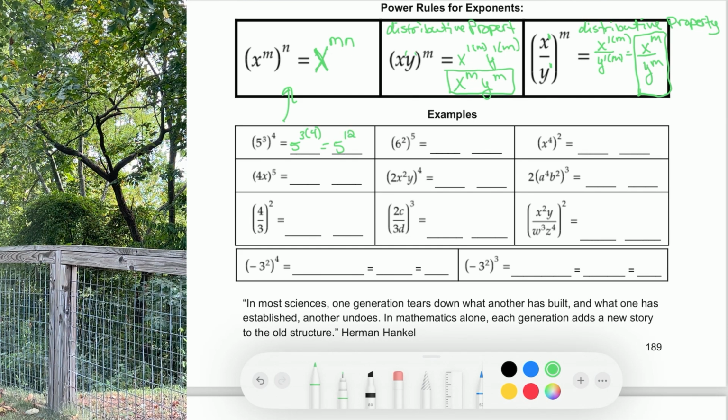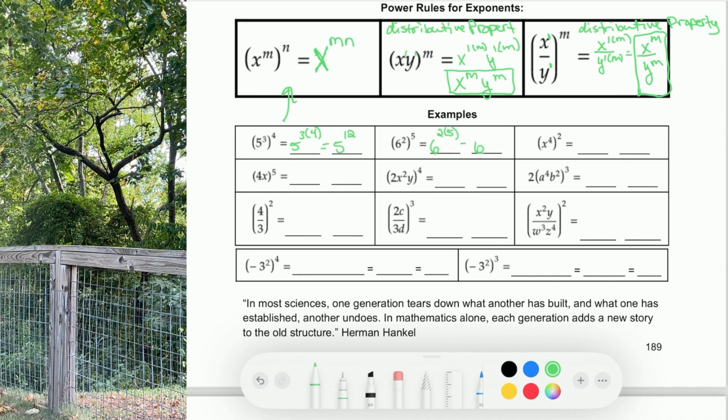My next one has 6 to the power of 2 to the power of 5. Again, it fits that first version of the rule. So I have 6, 2 times 5. So I end up with 6 to the power of 10. My next one has x to the power of 4 to the power of 2. It's basically the same version of that rule. So x to 4 times 2, and that gives me x to the power of 8.